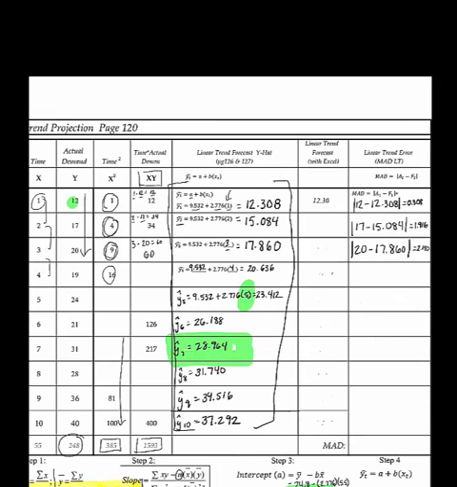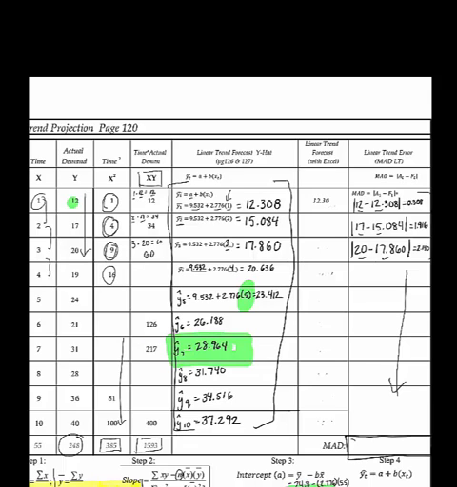So you can see I went ahead and just calculated these for you. We've got the first one where we have the actual, which is 12 minus 12.308, and then we've got 17 minus 15.084, and then 20 minus 17.860. So you have to calculate these individual numbers all the way down. And then at the bottom here, you're going to want to sum all of these different numbers. So you'll take 0.308 plus 1.916 plus 2.14, etc., and add them down.